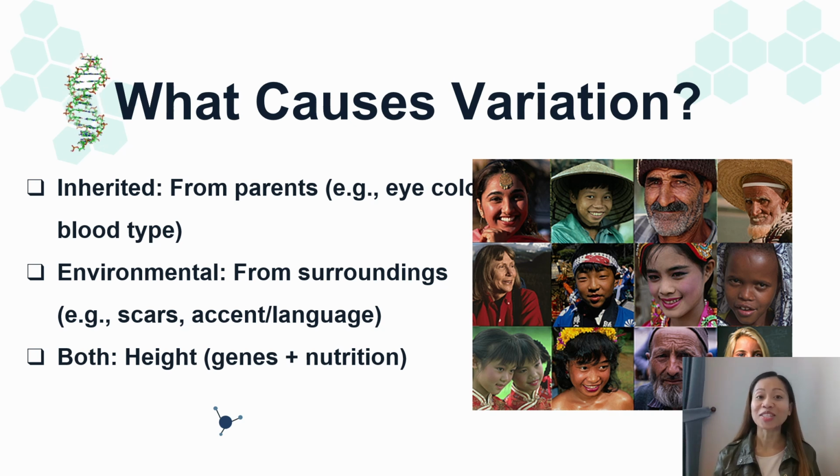Now, let's talk about what causes variation. There are three main sources. First, inherited variation. This comes from your parents, for example, your eye color or blood type. Second, environmental variation, caused by your surroundings, for example, your accent, your scars, or even your hairstyle.